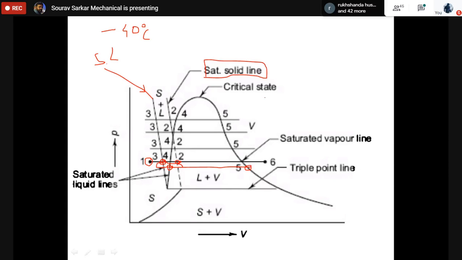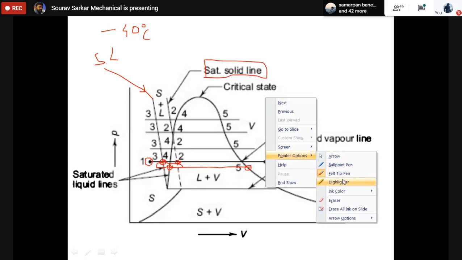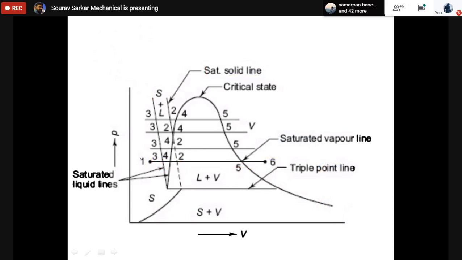If you are still not able to follow, I am just repeating it for the last time. So this is minus 40 degrees Celsius ice.